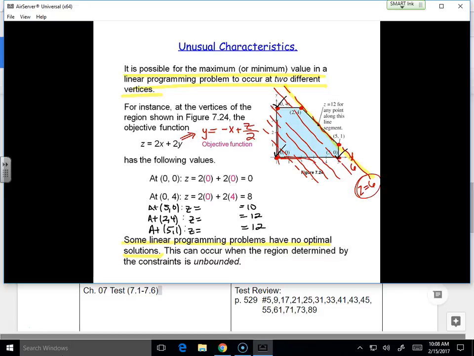Oh, sorry, Z over 2 equals 6. That's my bad. I wrote Z equals 6, but it's Z over 2 equals 6. So then Z equals 12. Anyway, long story short.